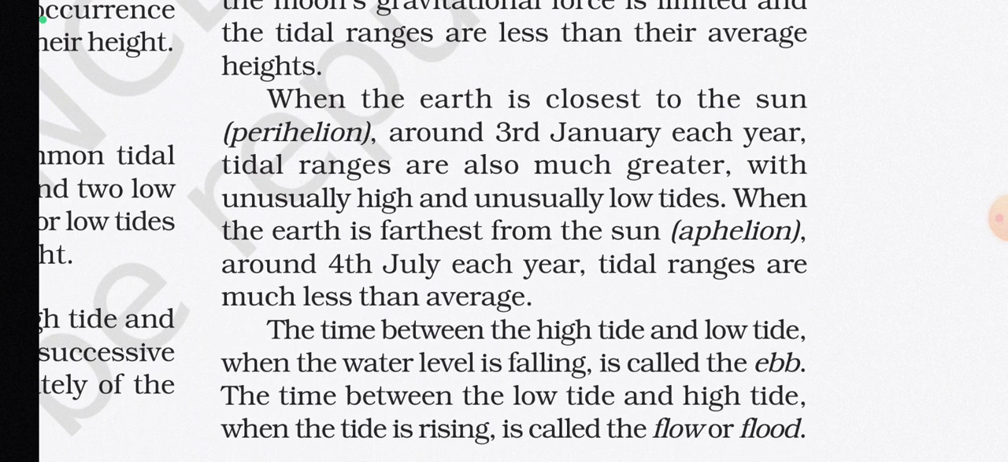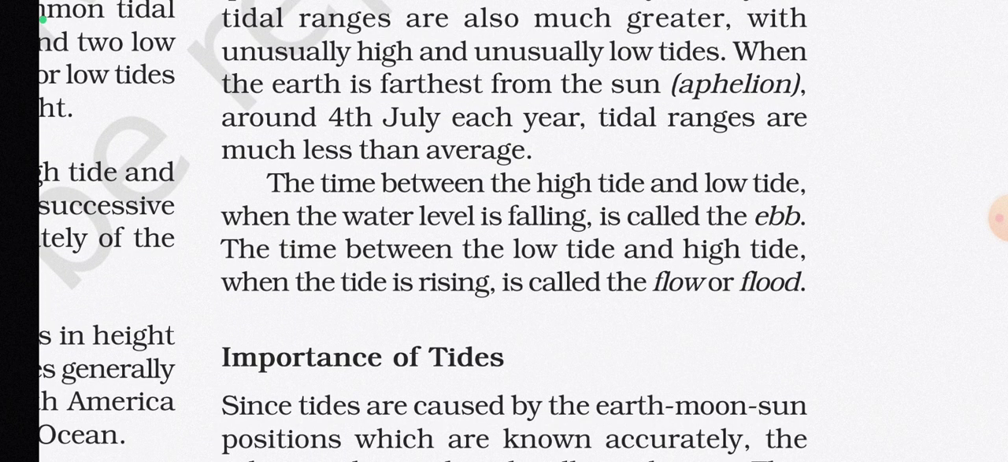When the earth is closest to the sun, perihelion, around 3rd January each year, tidal ranges are also much greater with unusually high and unusually low tides. When the earth is farthest from the sun, aphelion, around 4th July each year, tidal ranges are much less than average. The time between the high tide and low tide when the water level is falling is called the ebb.